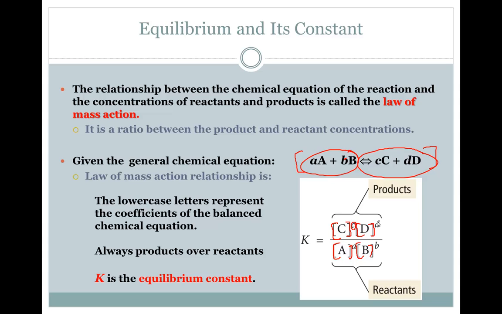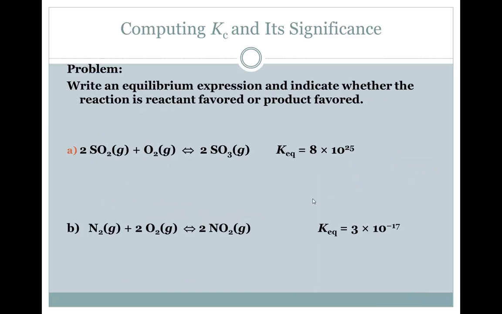These little letters here are the stoichiometric coefficients in the chemical equation. And then K is the equilibrium constant. So just to practice this one more time, the products over the reactants, SO3 to the second power over O2 to the first power and SO2 to the second power, and that equals the equilibrium constant of 8 times 10 to the 25th, which is very high, which means that the products will be favored.